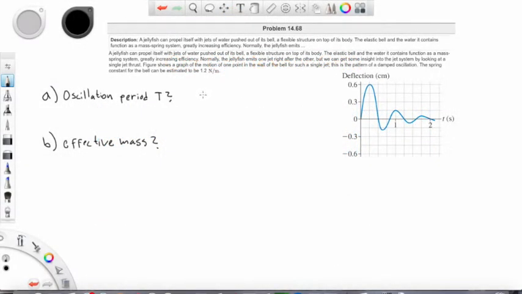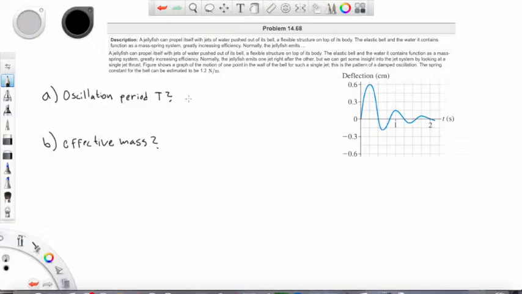In this problem, we have a squirting jellyfish, and we are supposed to calculate its oscillation period. In this graph, we have the deflection of the elastic bell. So as you can see, it's a damped simple harmonic motion.